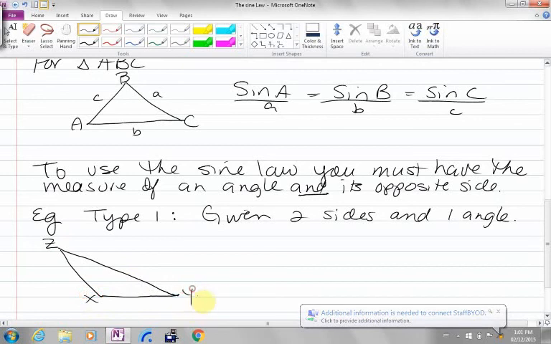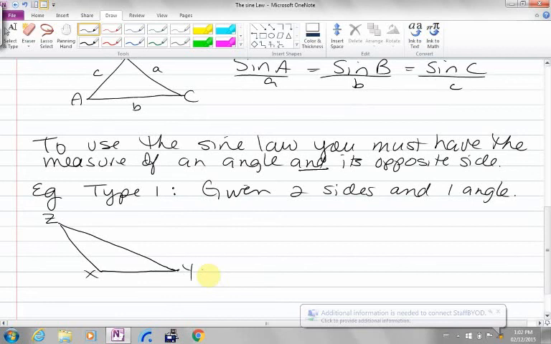Obtuse angles are, careful, greater than 90 is not precise enough. Between 90 and 180. Thank you. Between 90 and 180 degrees is an obtuse angle. I'm going to throw as much geometry at you as I can when I get the opportunity. So this is an obtuse triangle because it has an obtuse angle.